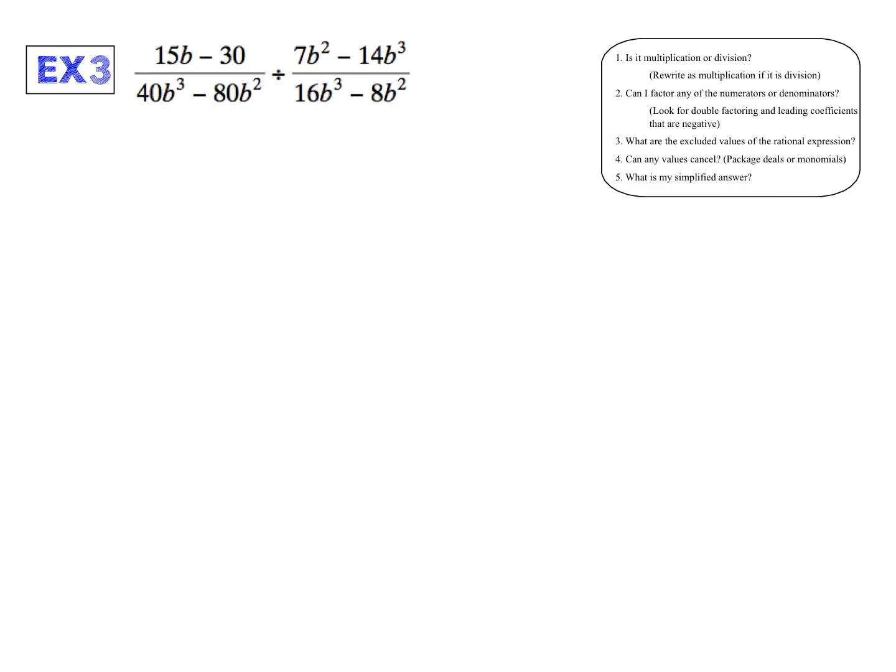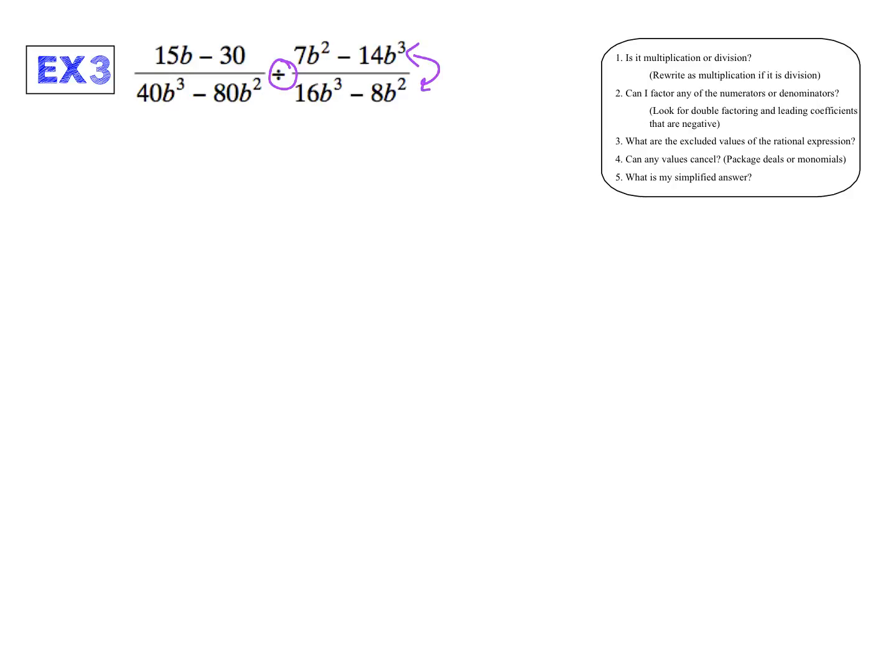All right, so example 3. We're going to go through this last one together, and then I'm going to let you start trying some on your own. So is it multiplication or division? I see that it is division. So I'm going to need to multiply by the reciprocal.